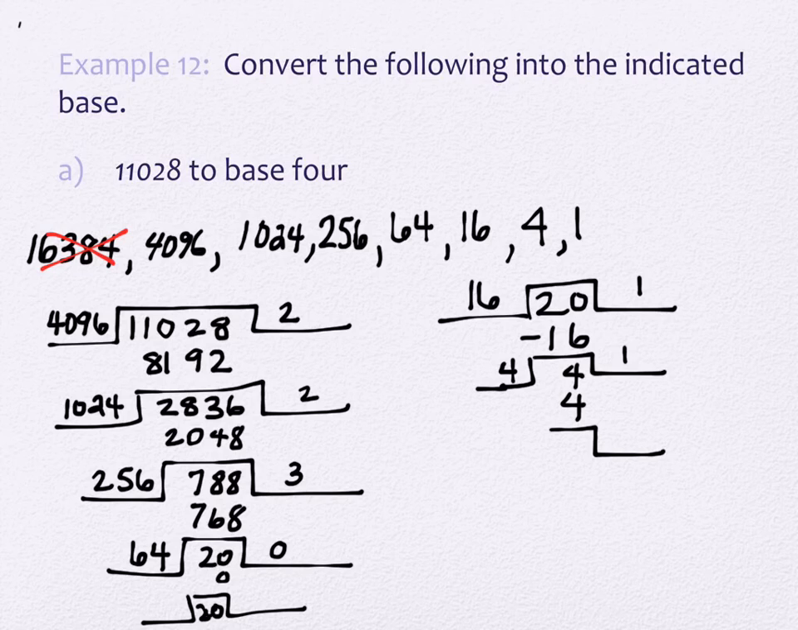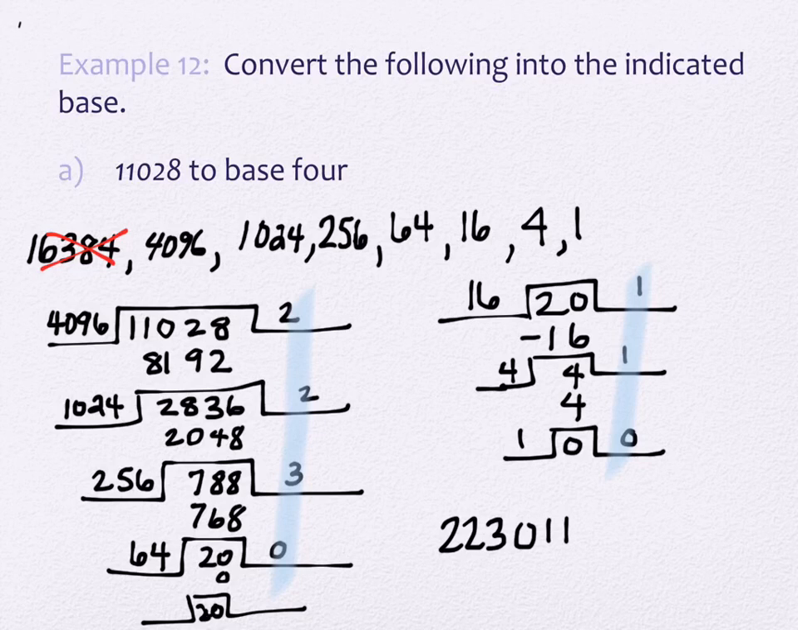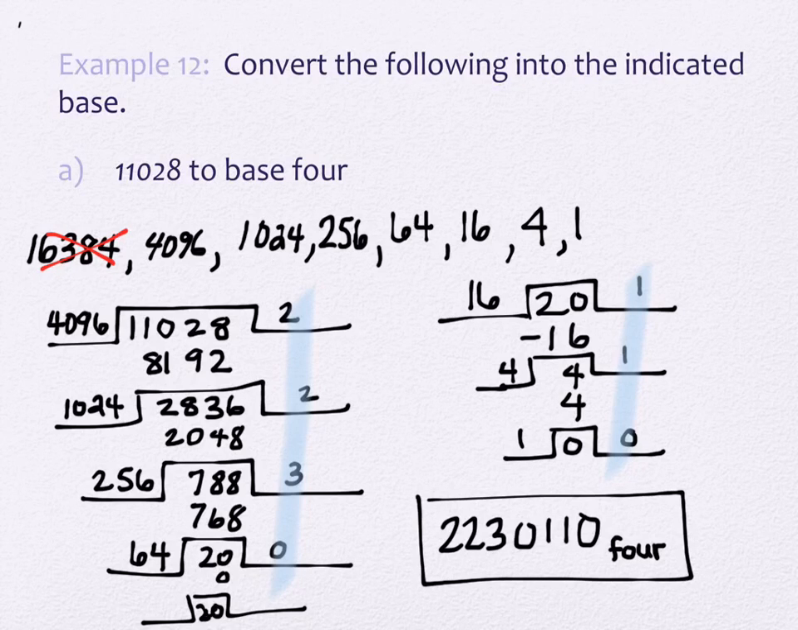It's awfully tempting to stop because I've got a 0, but I never stop until I've divided by 1. Obviously, dividing by 1 at the end gives me 0. Totally cool, not a problem, but that 0 is needed. It's a place value. It's a placeholder. So our solution, and here's what's the coolest thing about the division scaffolding, it's right here. It's this list of numbers written from left to right. So our answer is 2, 2, 3, 0, 1, 1, 0, and what am I missing? The base 4. So I need to write down here as a subscript in words 4. And this is the solution to the question.